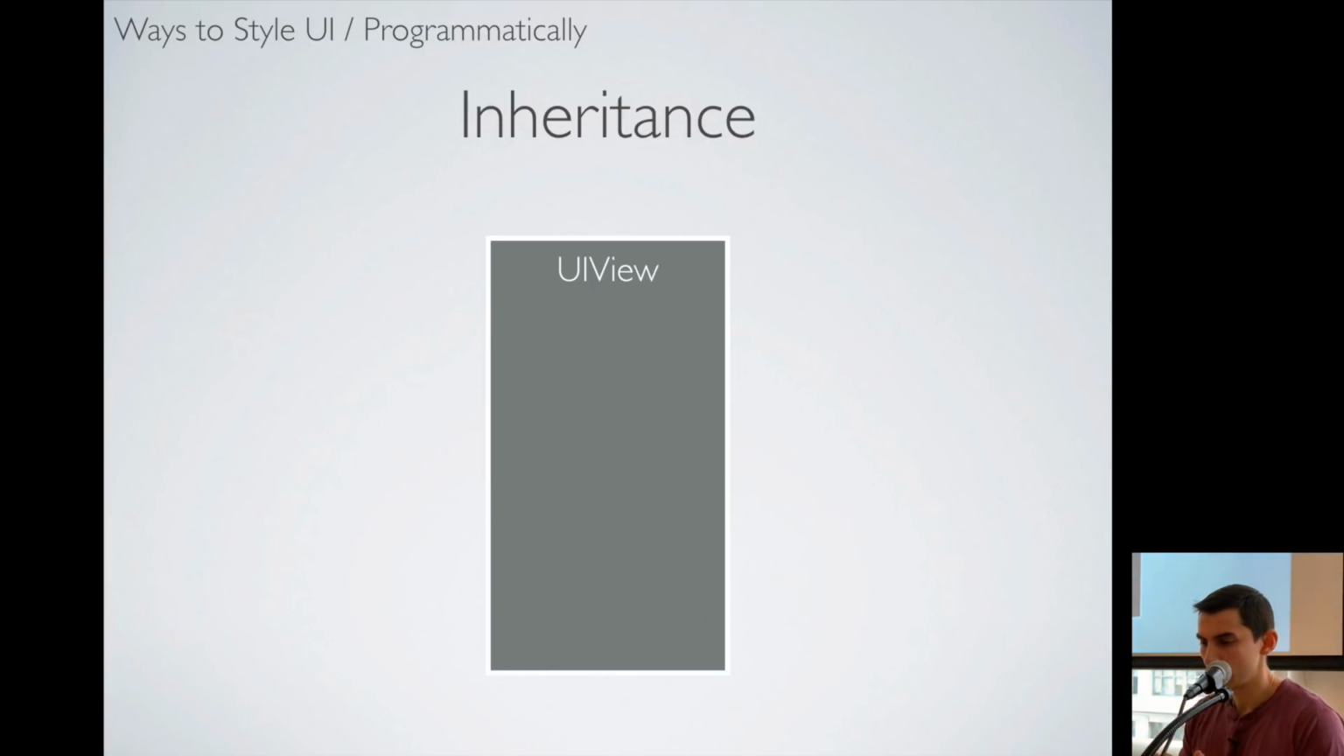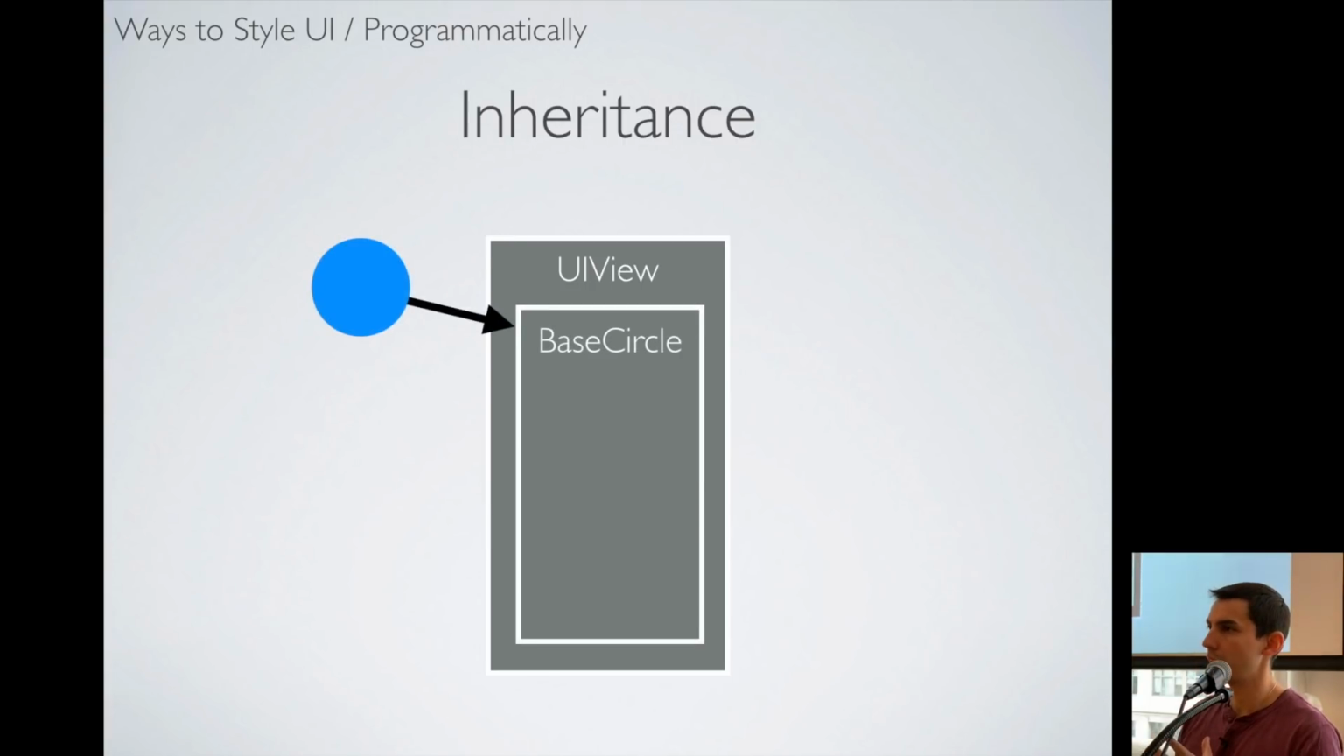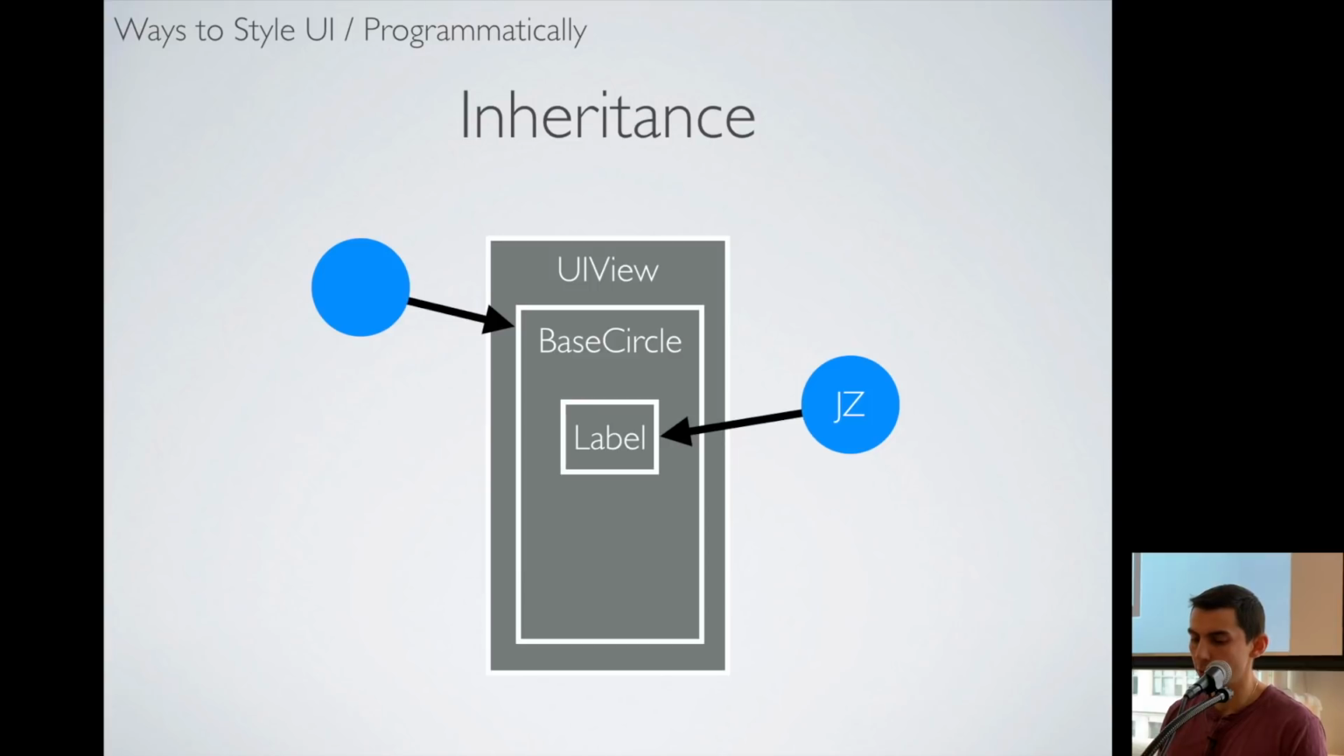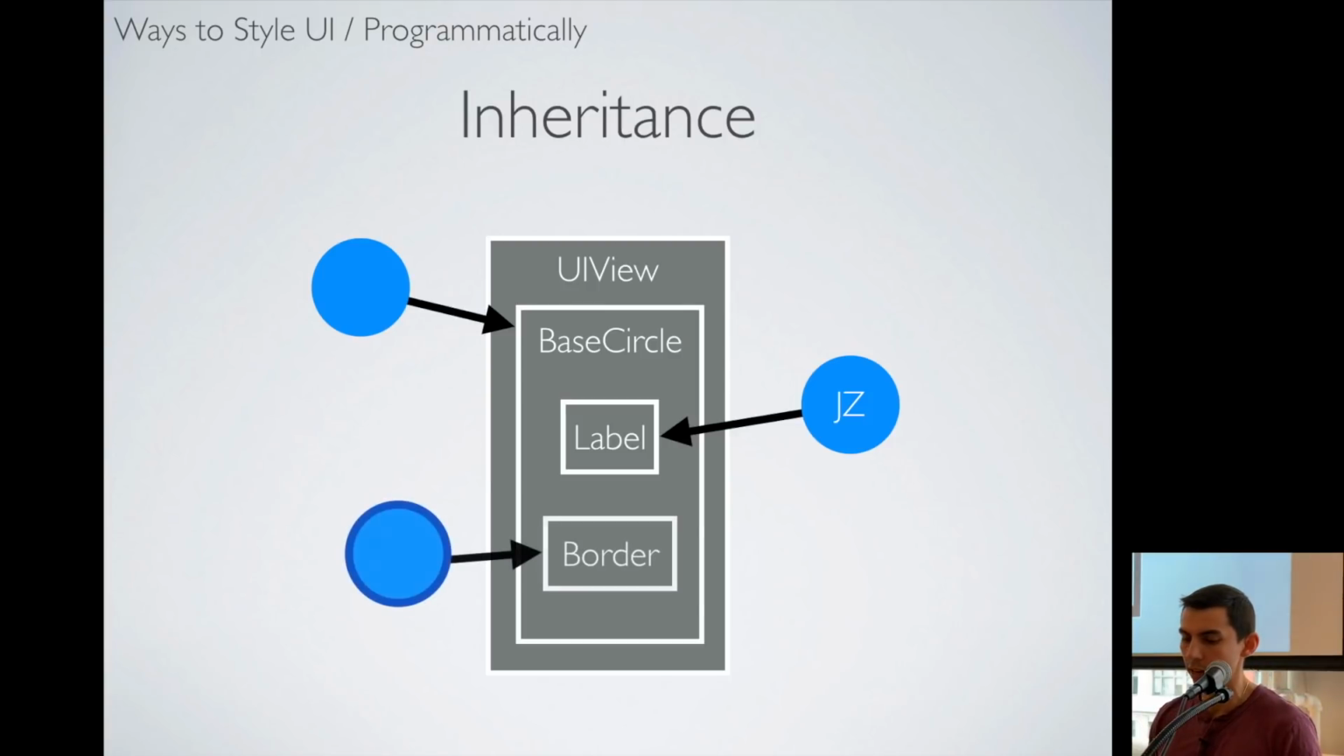OK, so continuing with inheritance, UIView being the main visual element that you have to subclass, and also continuing with the circle theme. You have this base circle, and you create this parent class. And like I had before, maybe you have a circle with a label inside of it. And then maybe you want another type of circle, something else specialized, like a circle with a border on it. Maybe you want to have no background color and to highlight some element on the screen.